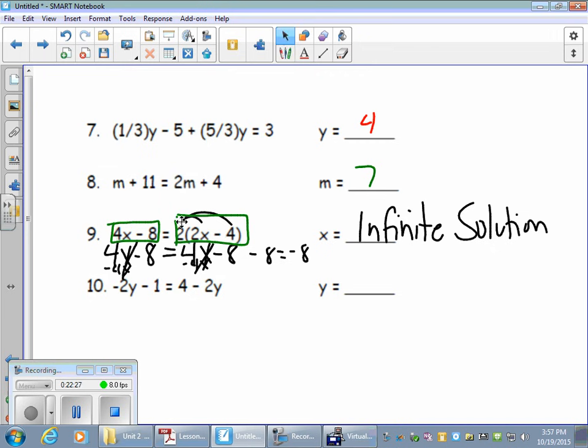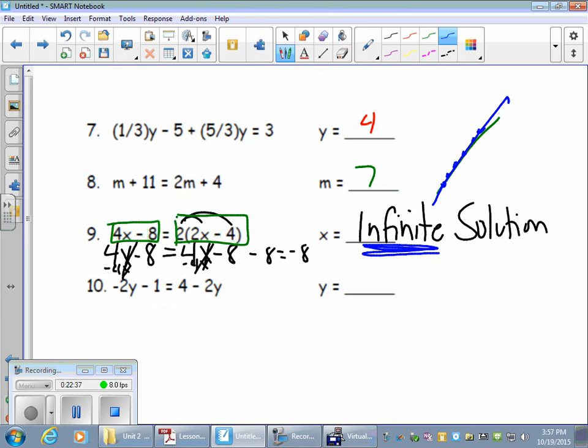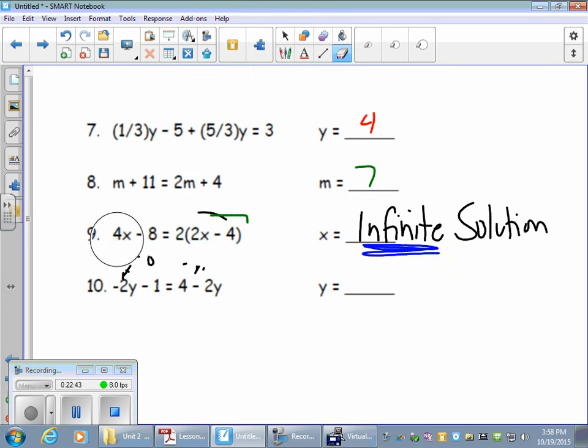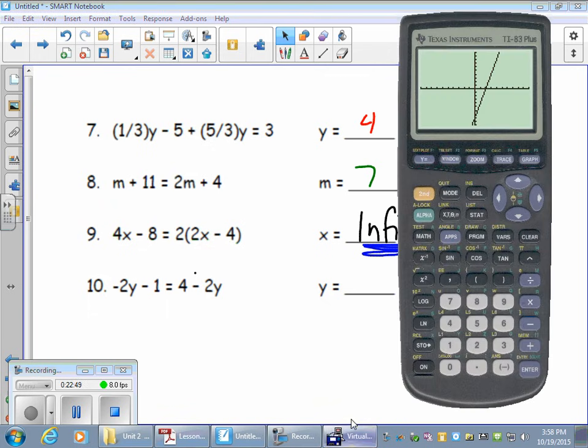Well, how many times would they intersect? If I graph a line and then I graph another line right on top of it, how many intersection points are you going to have? Infinite intersection points. That's why the answer is infinite. That is so cool, right? Very cool. All right. I bet you know what number 10 is going to be then, but I wonder if you know what the graph's going to look like. Okay, so let's go to number 10 and clear this out.